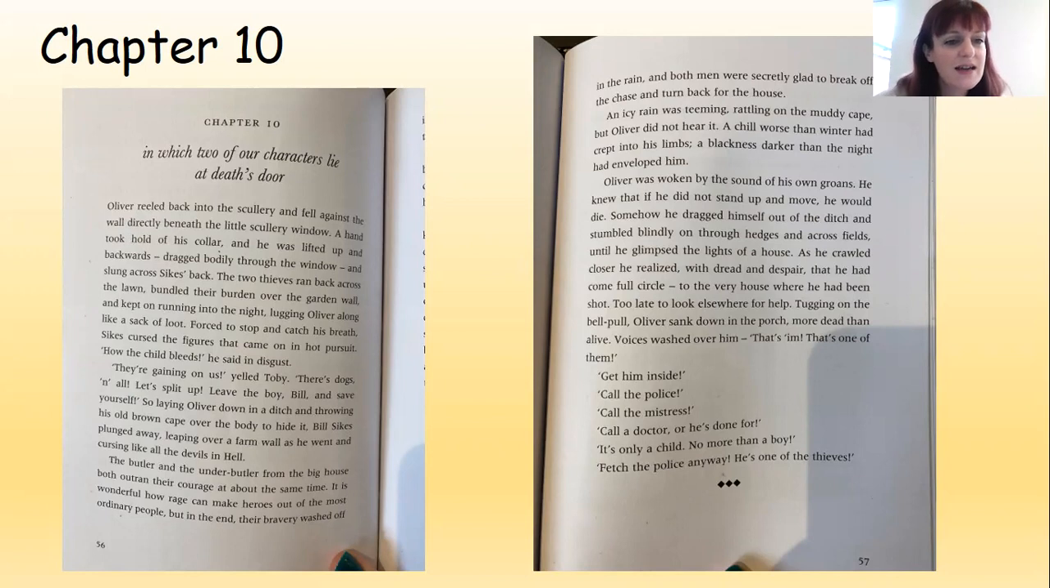Okay, so chapter 10, in which two of our characters lie at death's door. Oliver reeled back into the scullery and fell against the wall directly beneath the little scullery window. Hand took hold of his collar, and he was lifted up and backwards, dragged bodily through the window and slung across Sykes's back. The two thieves ran back across the lawn, bundled their burden over the garden wall, and kept running into the night, lugging Oliver along like a sack of loot.